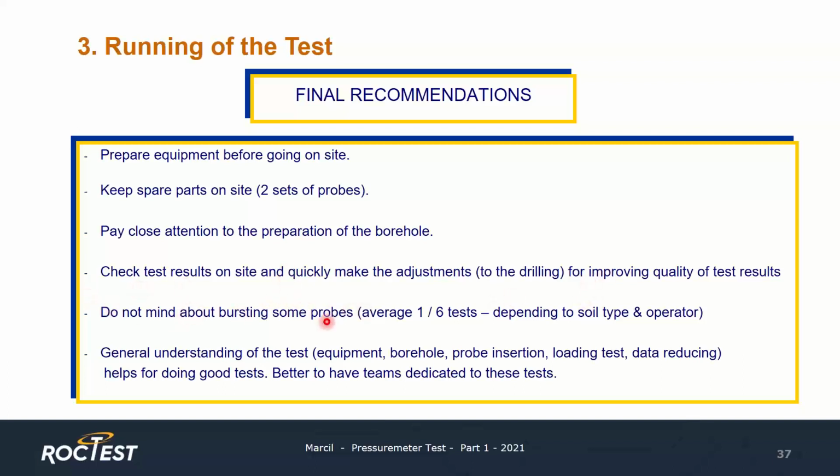And do not mind about bursting some probes, some membranes. The average is maybe around 6 tests, but this number varies a lot. It depends on the soil type very much. Some soils, some homogeneous soil, clay soil are more easy to test, where you can run 10, 15 tests without having to replace the sheet. But in other types of soils containing gravel, the bursting rate will increase.